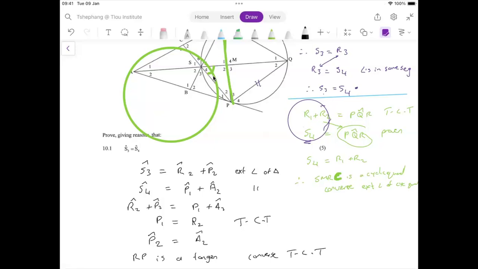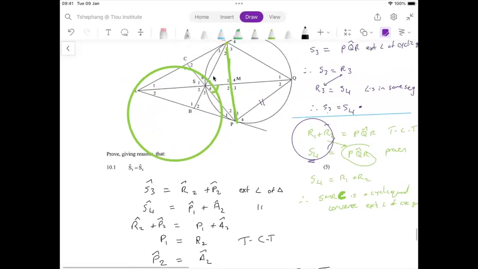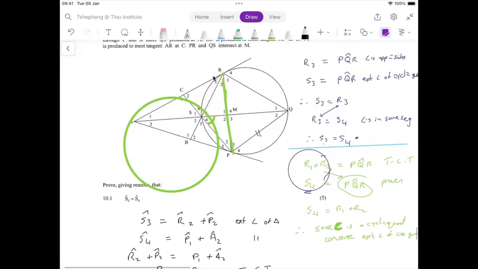Okay, quickly recapping if you missed it. I just drew the circle so that we can see what's happening. The first thing I said is that S3 must be equal to R2 plus P2, right? That's the external angle of a triangle. That's if you look at this triangle here. And the next thing I said, S4 is equal to P1 plus A2.